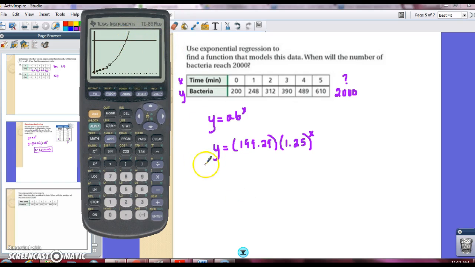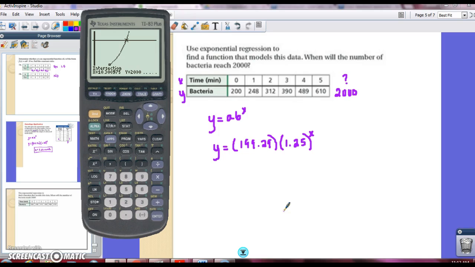And now that I can see that, I can use the intersect function. So I'm going to hit second trace, go down to option 5. You can just press 5 for intersect, or you can arrow down and press enter. I'm going to just press 5, and then you're just pressing enter 3 times. 1, 2, 3. And you'll see when y is 2,000, x is roughly 10.3. So when will the number of bacteria reach 2,000? In about 10.3 minutes.